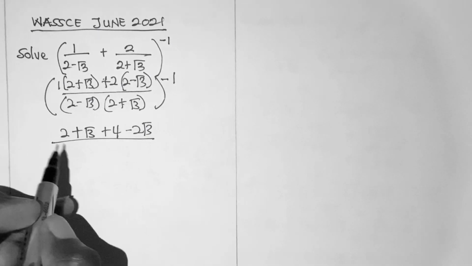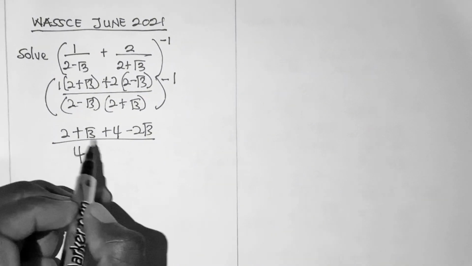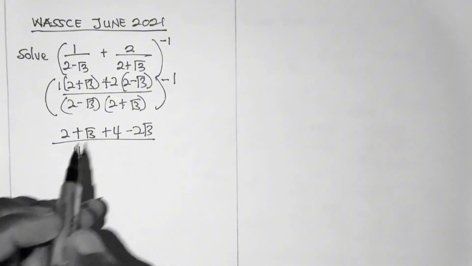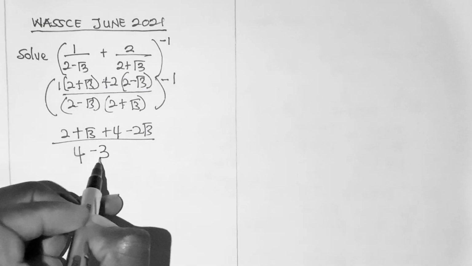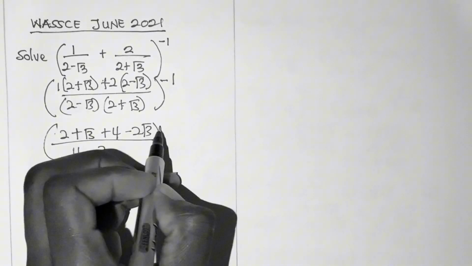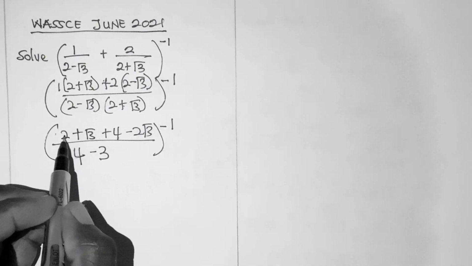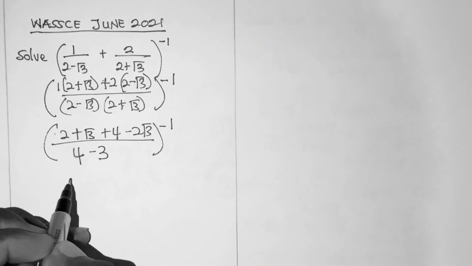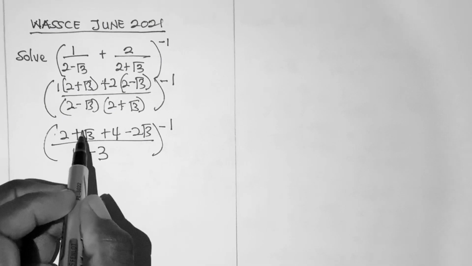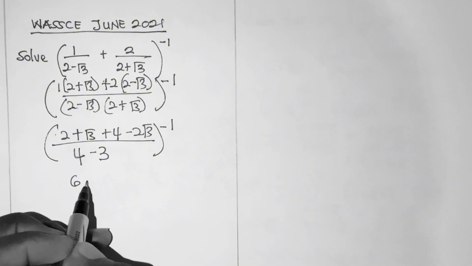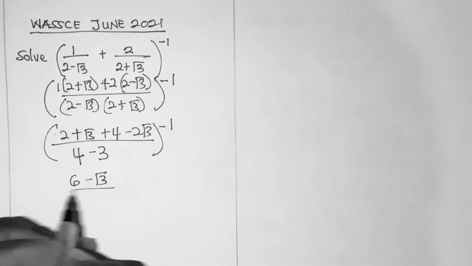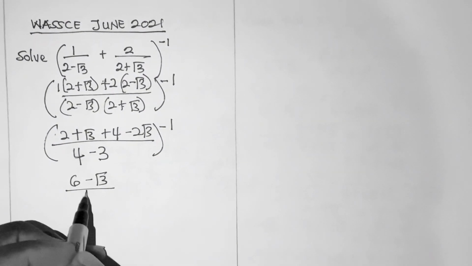So 2 times 2 is 4. Then minus root 3 times root 3 becomes minus 3. All exponent minus 1. So 2 plus 4 is 6. So this becomes 6. Then root 3 minus 2 root 3 becomes minus root 3. All divided by 4 minus 3 is 1.